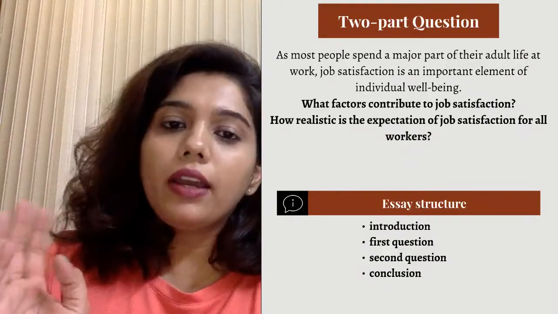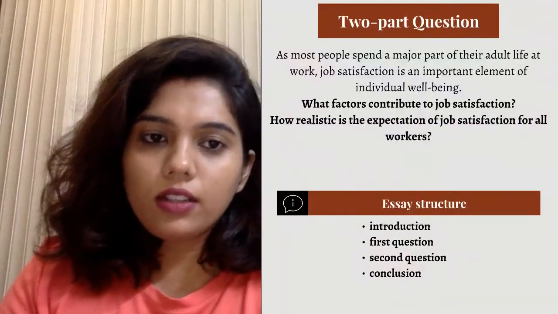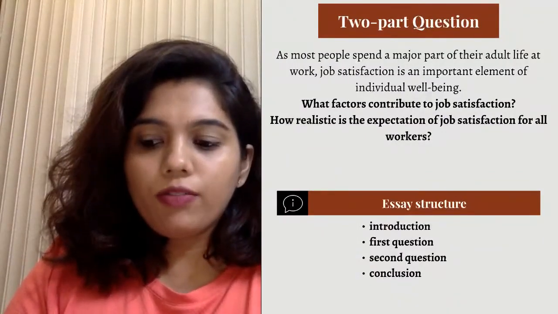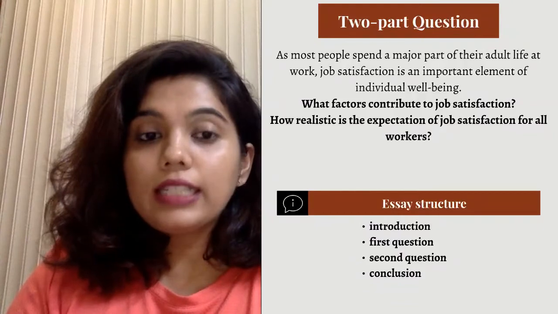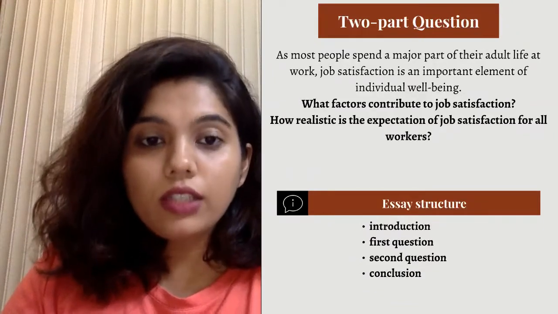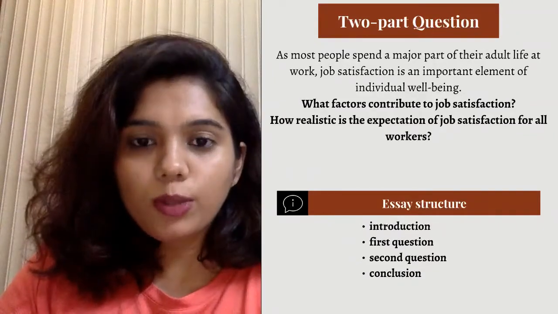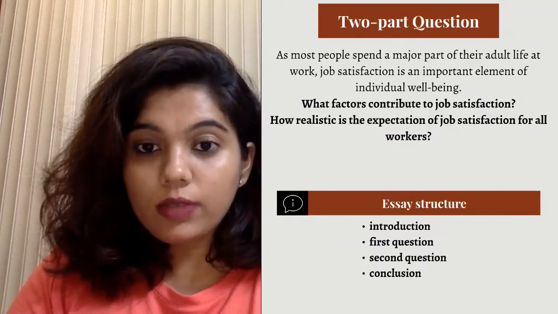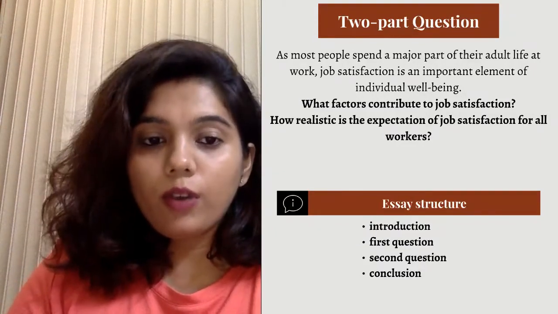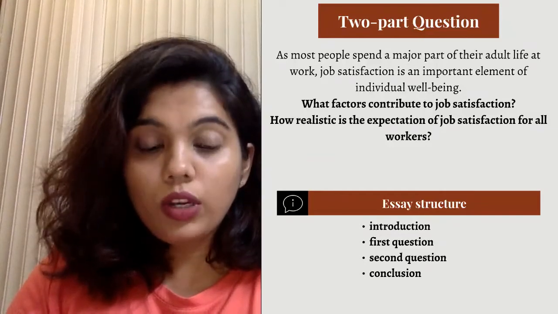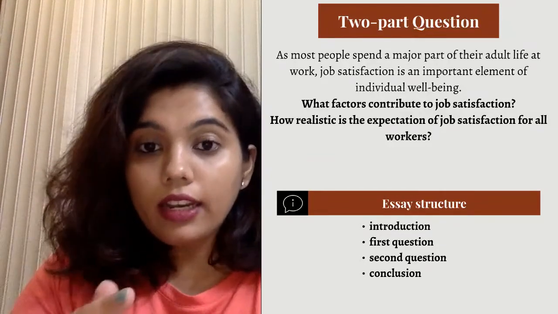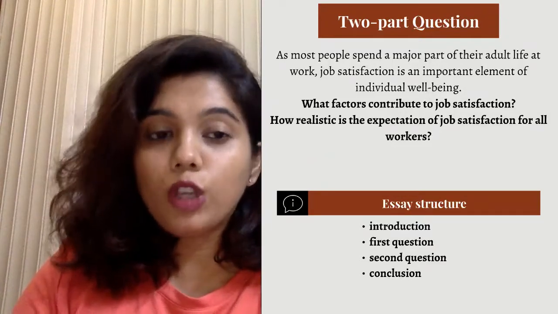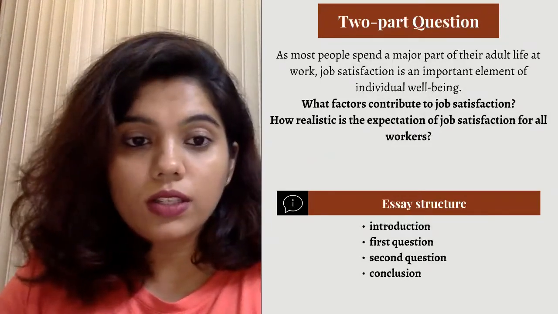So you start by paraphrasing the topic in your introduction. Then the first paragraph, your body paragraph one, will be answering question number one, which is what factors contribute to job satisfaction. You have to add an example to this. The second paragraph, or your body paragraph two, will be answering the second question, which is how realistic is the expectation of job satisfaction for all workers.